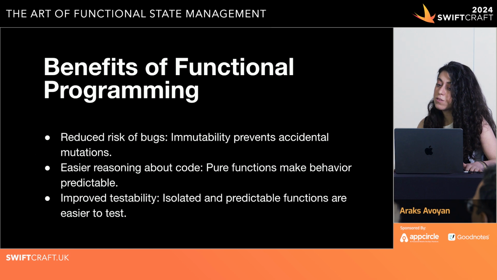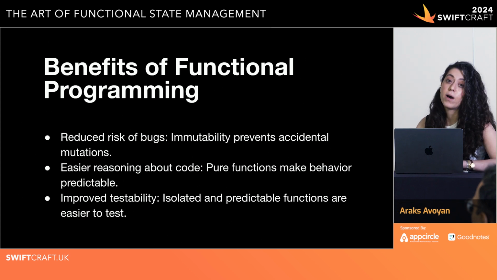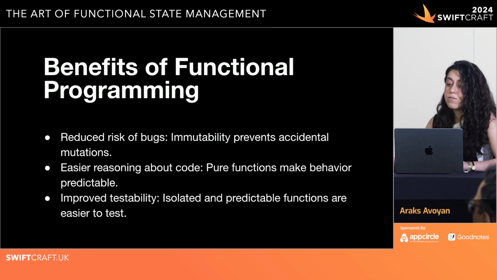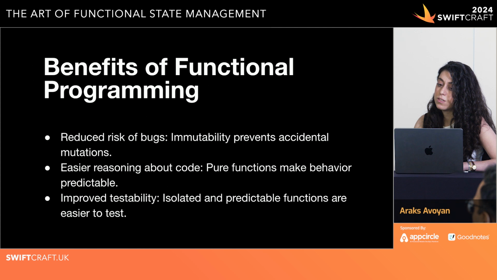With immutable state, you are less likely to introduce bugs by accidentally modifying data. Pure functions make reasoning about code easier, as the output is always consistent for a given input. Additionally, functional code tends to be more modular and easier to test in isolation.